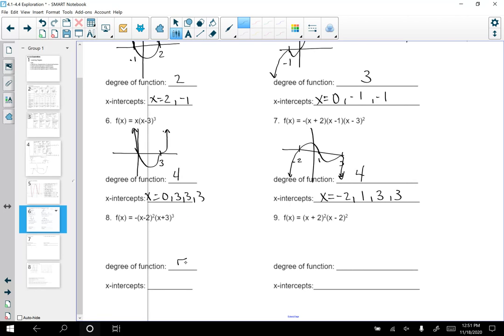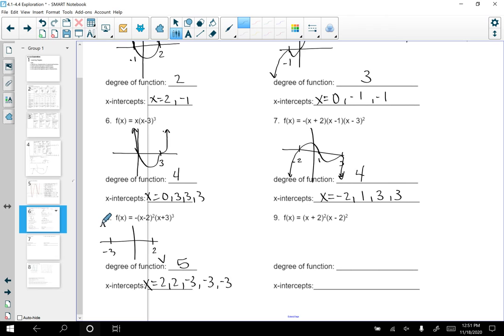This is a 5th degree. 3 plus 2 gives me 5. Okay, my x-intercepts are at x equals 2, 2, -3, -3, -3. So I have -3 and +2. This is negative and odd, so I know it's going to end going down, and my end behavior is going to be opposite since it's odd.